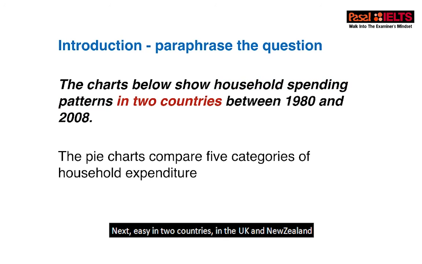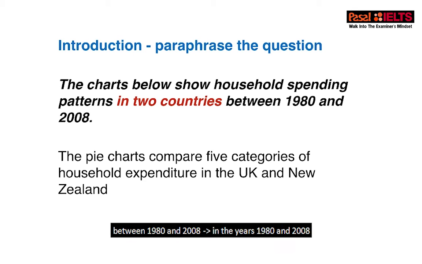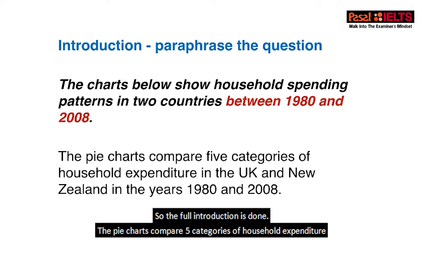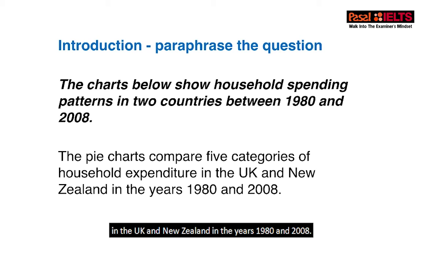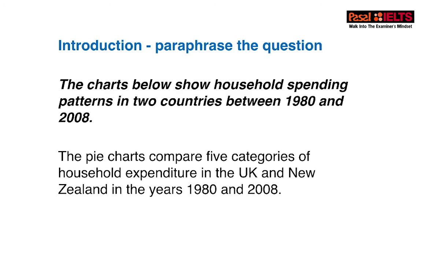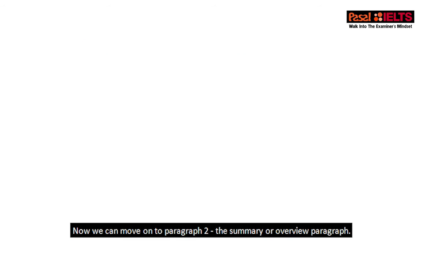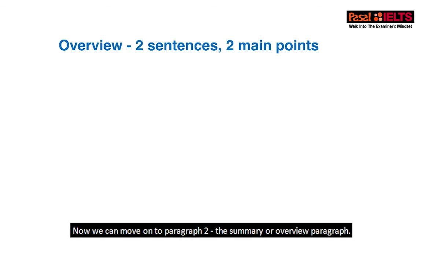Next, in 2 countries, the UK and New Zealand, and between 1980 and 2008, in the years 1980 and 2008. So the full introduction is done. The pie charts compare 5 categories of household expenditure in the UK and New Zealand in the years 1980 and 2008. Now we can move on to paragraph 2, the summary or overview paragraph.